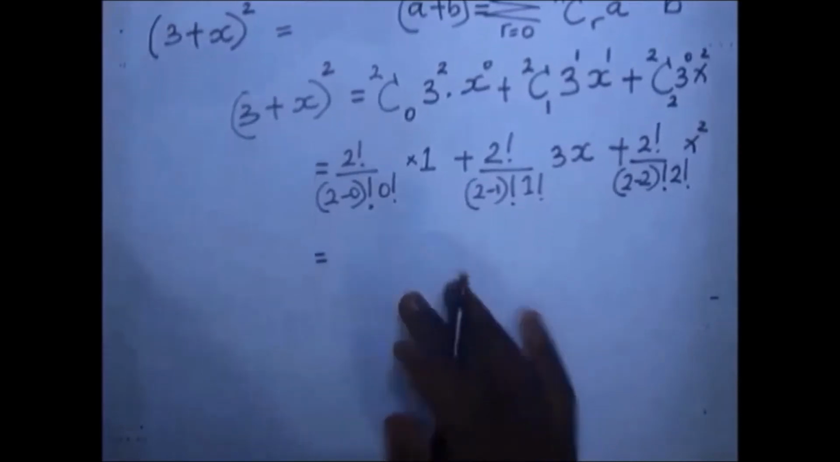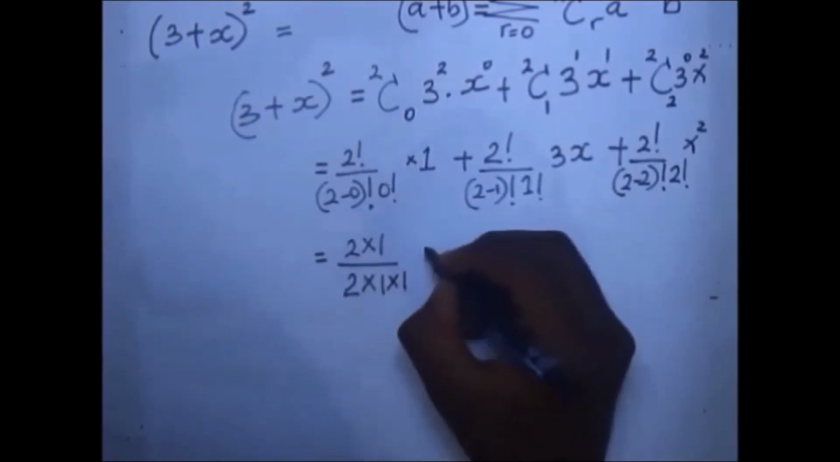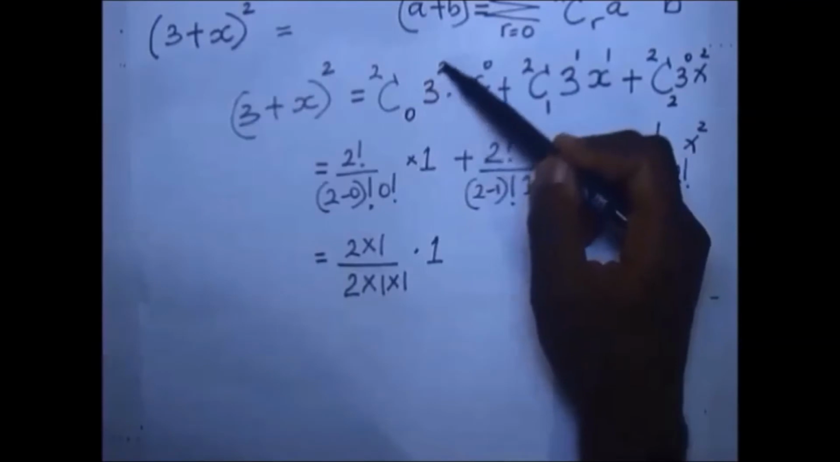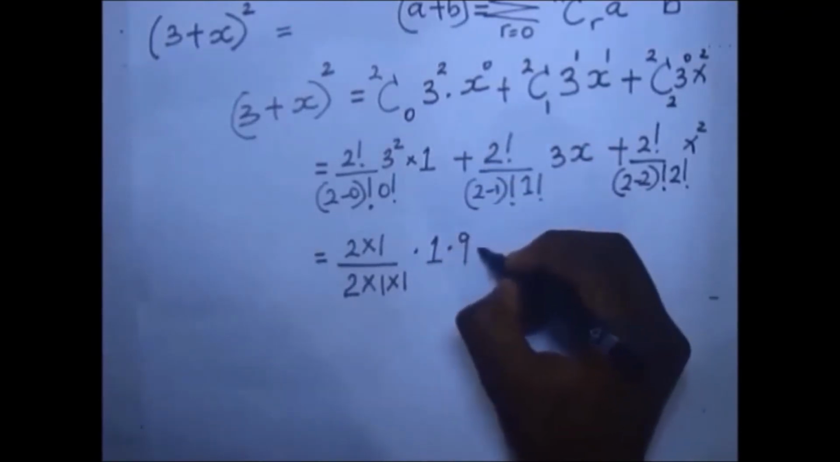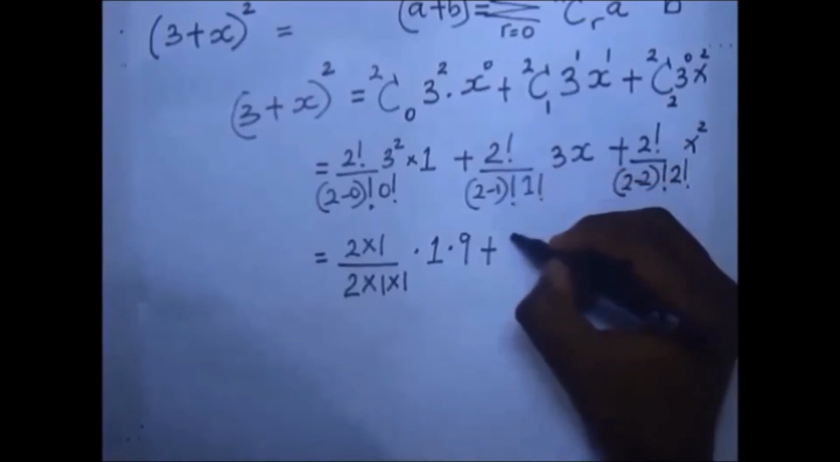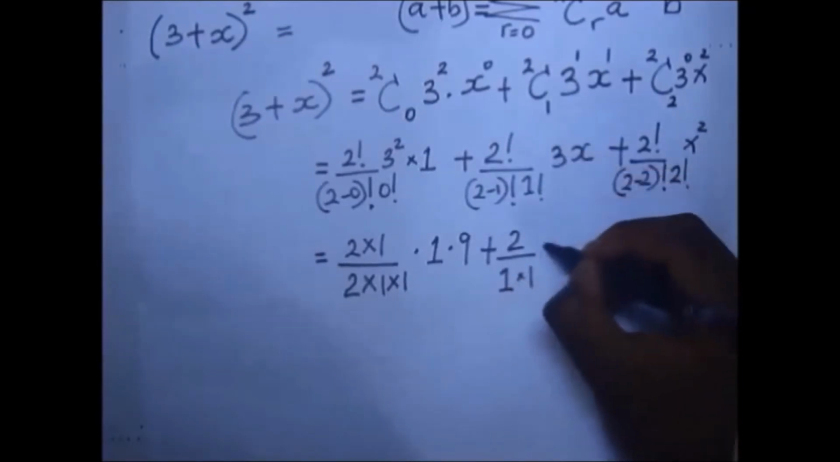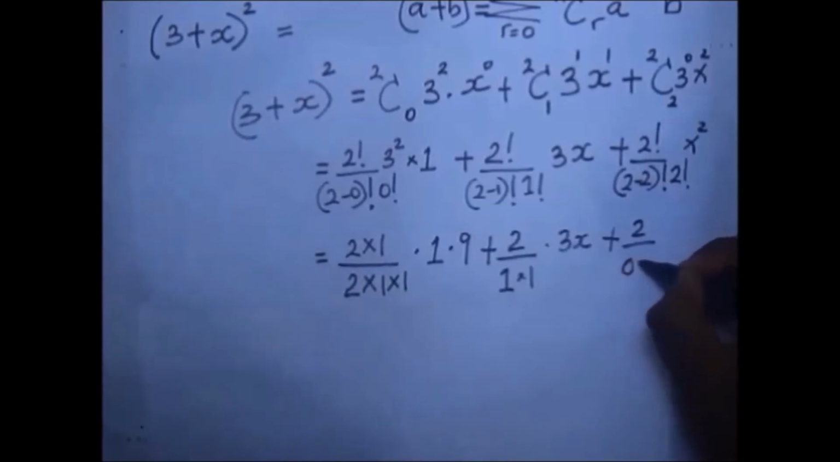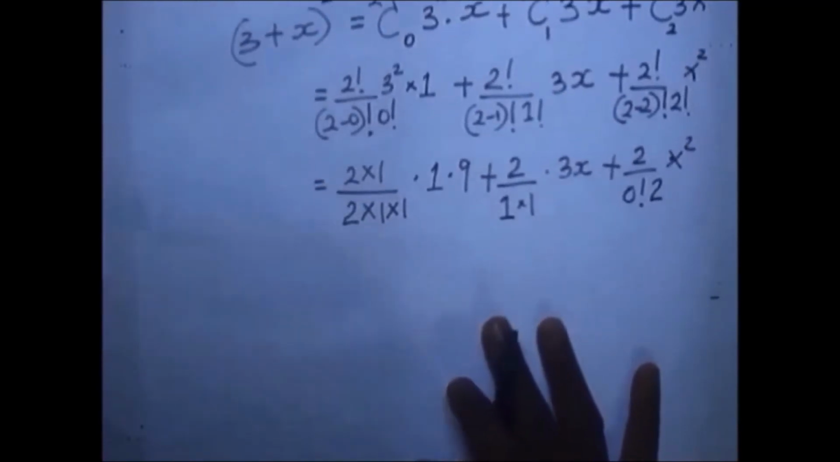So we continue. Oh, we forgot here, this is x to the power 0 is 1, then this 3 squared, 3 times 3 is 9, so this is times 1 times 9, that we are adding, plus 2 factorial, which is 2 times 1, which is 2, over 2 minus 1, that is 1 factorial times 1 factorial, times 3x, plus 2 factorial, which is 2 times 1, which is 2, over 2 minus 2 factorial, that is 0 factorial, 0 factorial is 1, times 2 factorial, which is 2 times 1, which is 2, that is times x squared. We continue.